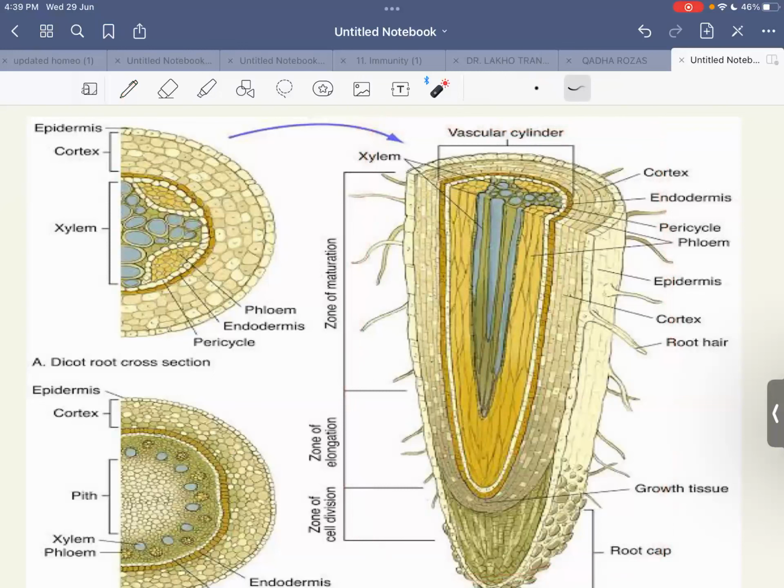And these two are the cross sections, right? So the structures are the same. It's just the angle which is different. So why am I focusing on these different kinds of sections? Because you will be given lots of opportunities to visualize different kinds of structures in their transverse sections and in their longitudinal section forms. So you should be aware of such terminologies.